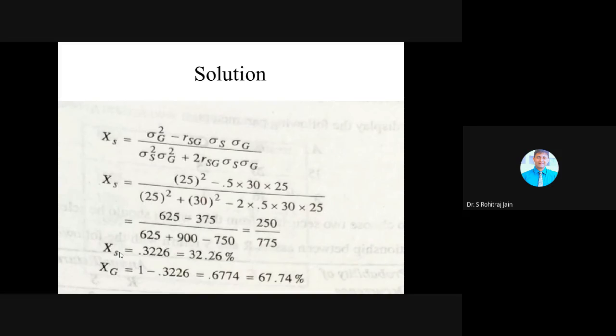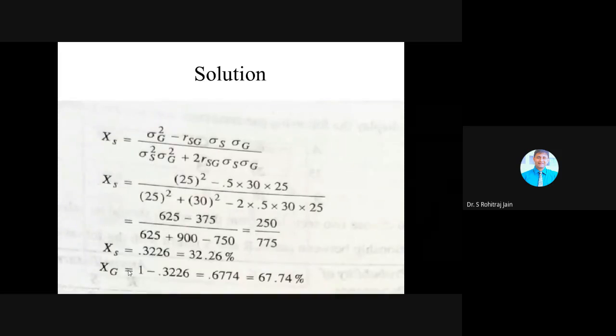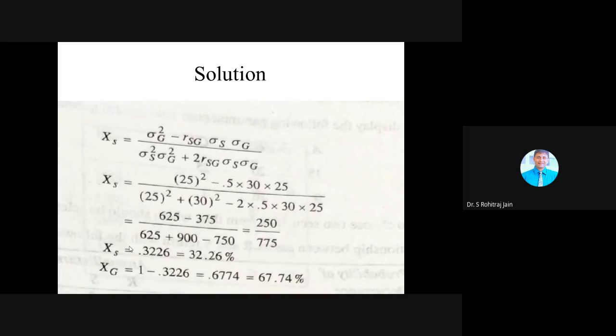In the problem, they have given me two stocks, right? SAL and GL. So obviously it is 1 minus 0.3226, which is equal to 0.6774. So obviously, when I add 32.26 plus 67.74, it is 100%.